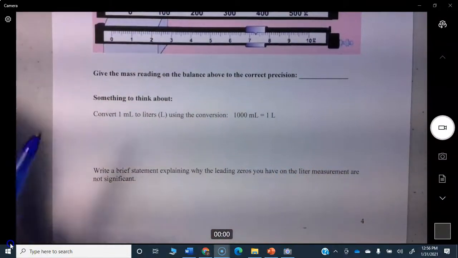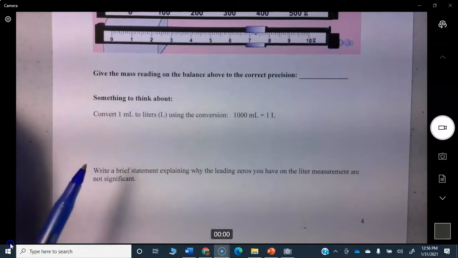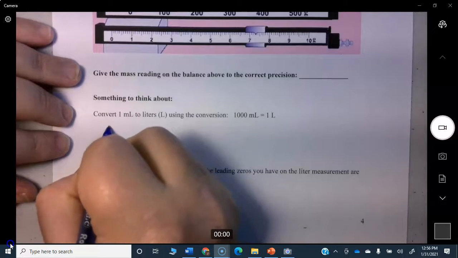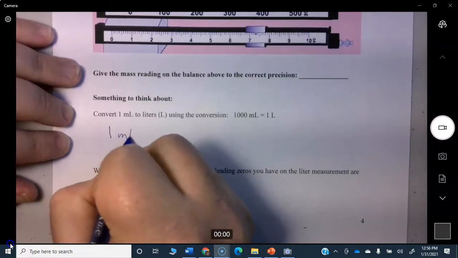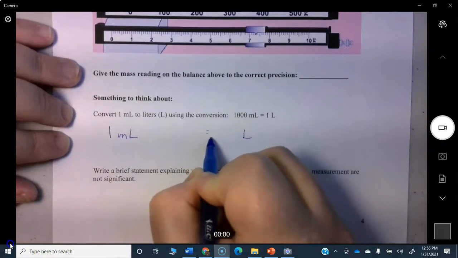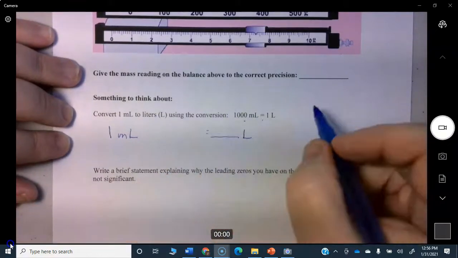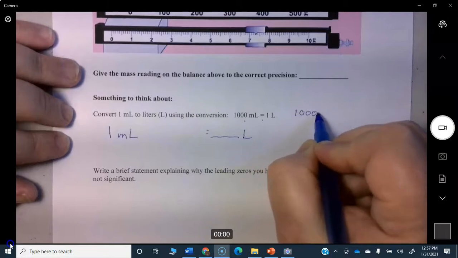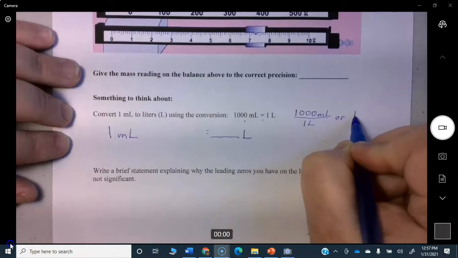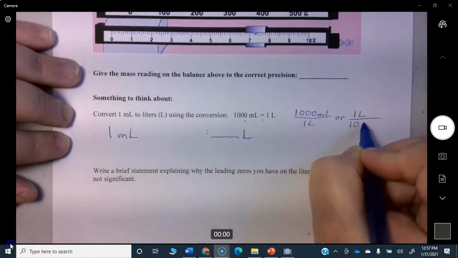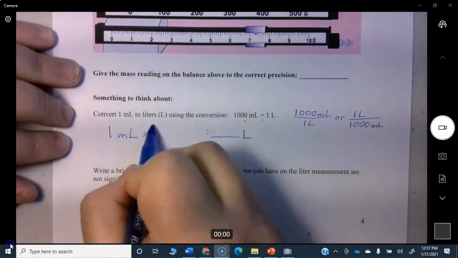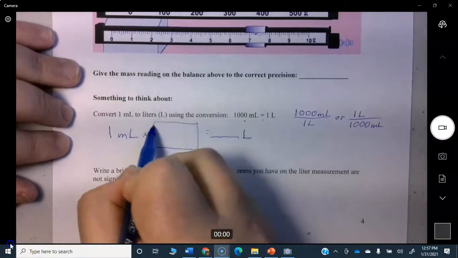Okay, something to think about. Convert 1 milliliter to liters using the conversion. Okay, so we've done unit conversions before. So the number they want us to start with is 1 milliliter. And the number they want us to end up with over here is some number of liters. Okay, and then we have this conversion, so we're going to write it both possible ways. There's 1,000 milliliters for every 1 liter, or equally true statement, there's 1 liter for every 1,000 milliliters. All right, so I did this. I got my box here.